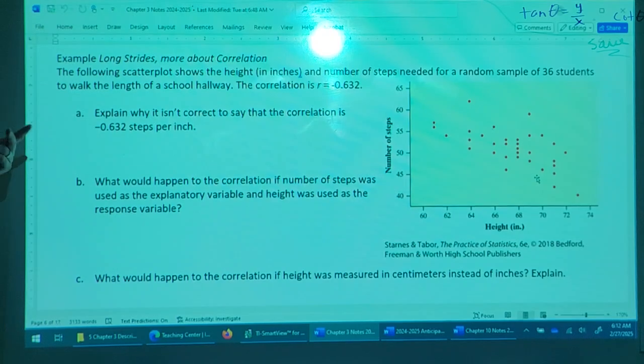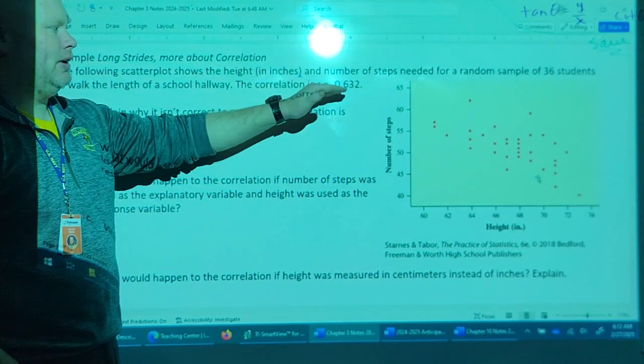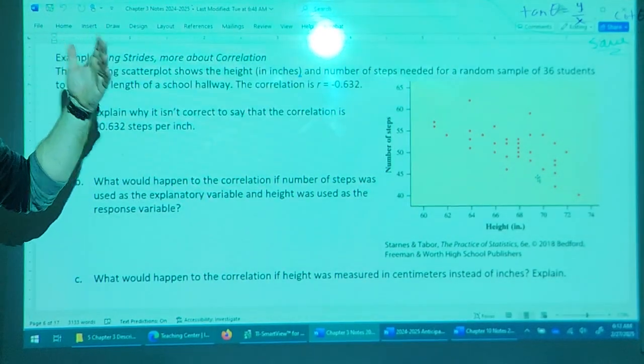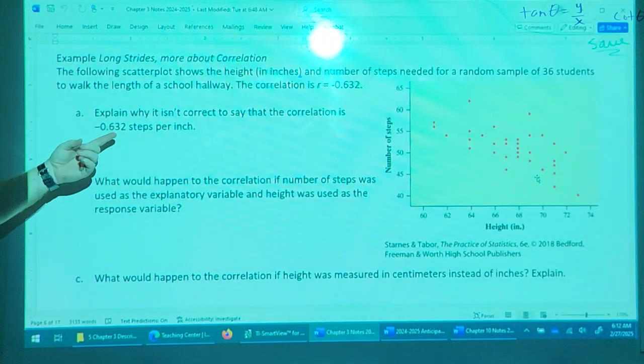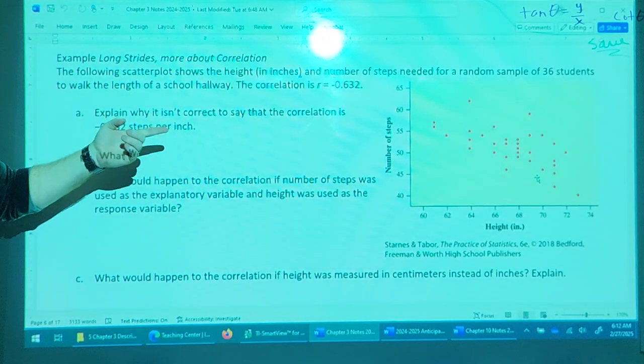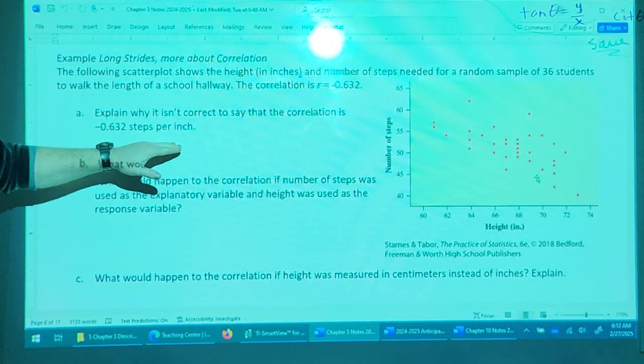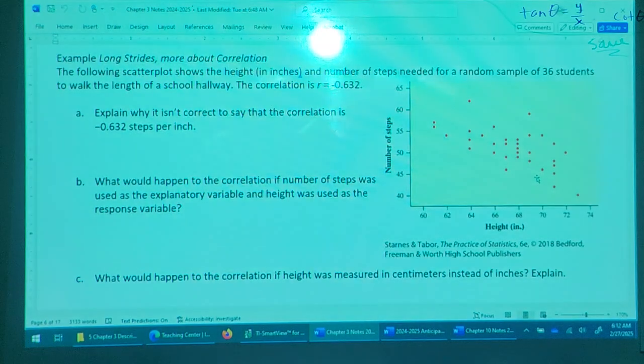Okay. Well, correlation is just an r value. Correlation does not have units. So it would be incorrect to say that it's steps per inch. There is no unit label to that. Okay.